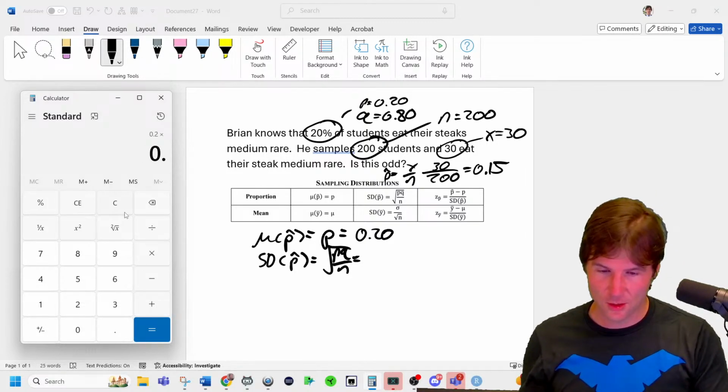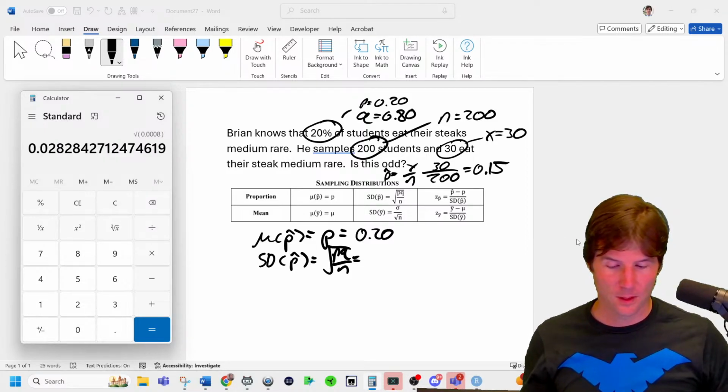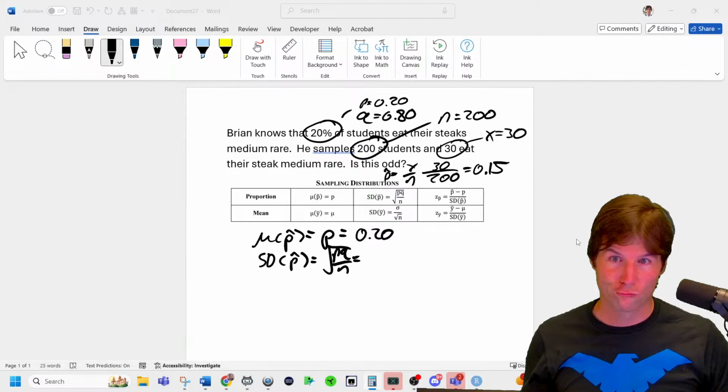The square root of P times Q over N. There we go. You know I'm going to round that to 0.03.